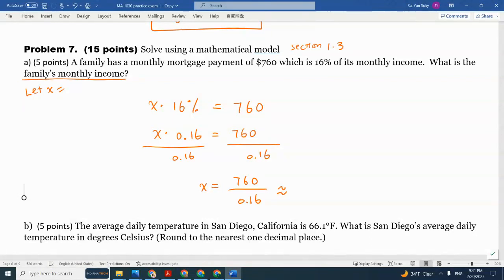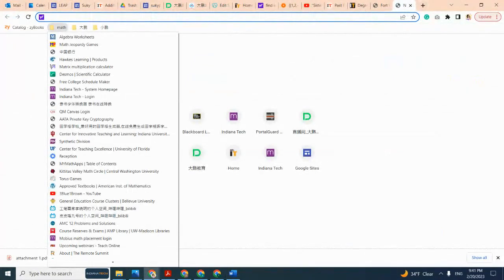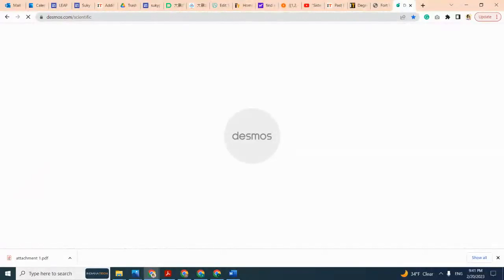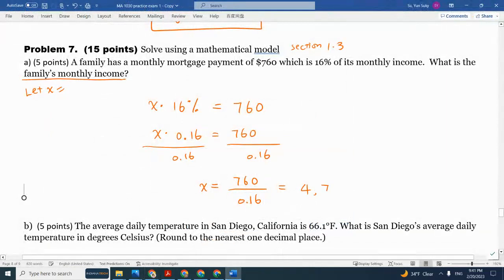So for application problems, it's okay to get decimals. We might get decimals or we might not. Don't forget to grab your calculator. No graphing calculator, but a scientific calculator. Here we're using 760 divided by 0.16. Oh, you see 4,750. Yes, so that is the family's monthly income.